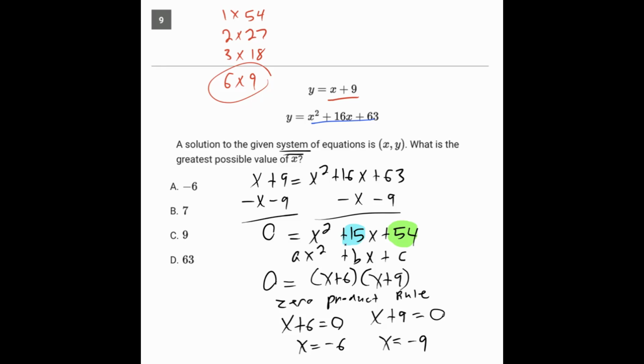So we were trying to find out, where does this line and this parabola intersect? And we just found out that the two x values where they intersect are negative 6 and negative 9. Which of these is the greatest? Be careful here, because on a number line, negative 9 is actually smaller than negative 6. And negative 9 is not even an answer anyway, but if it were, you'd have to be careful with that. And so the answer here is negative 6. It's the greatest x value where these two functions intersect.